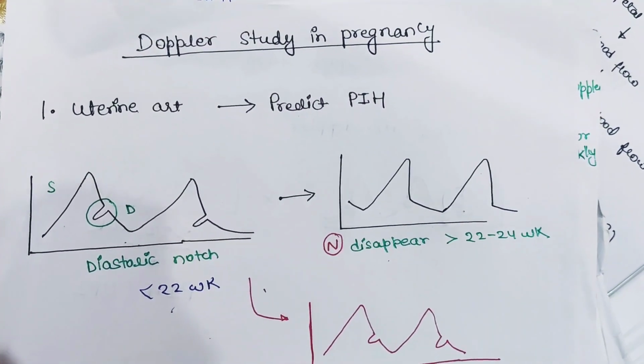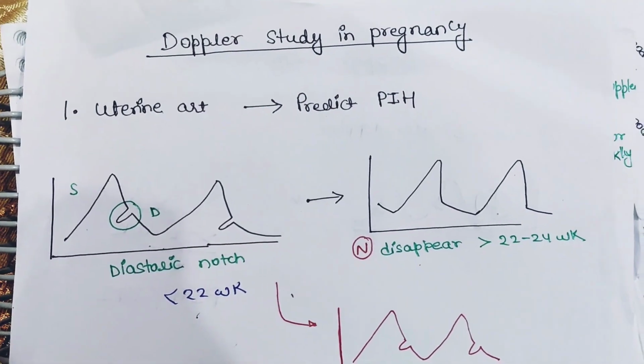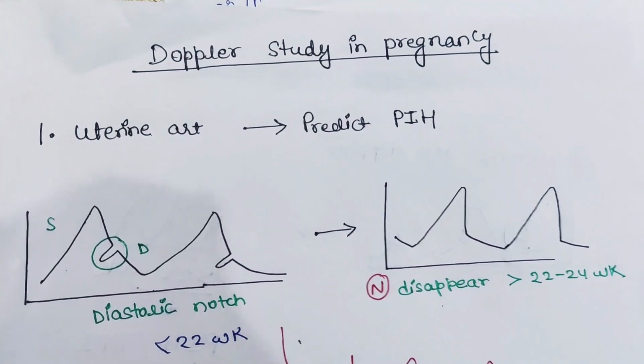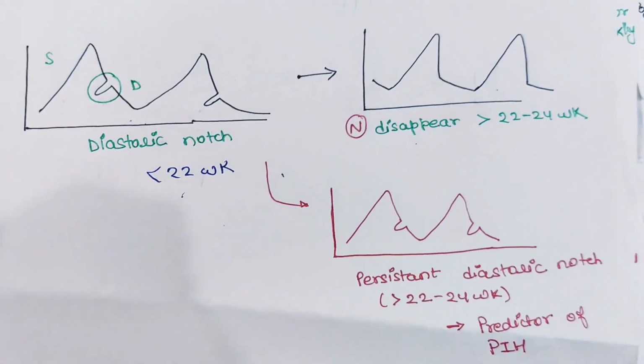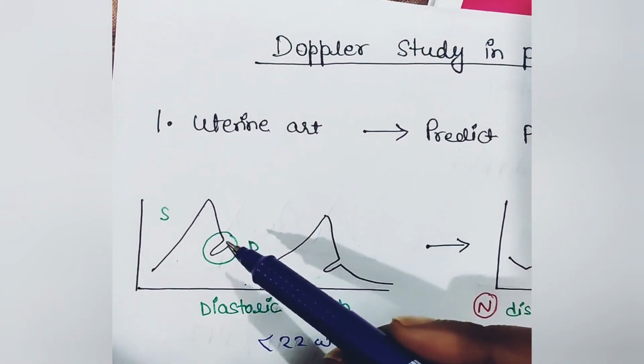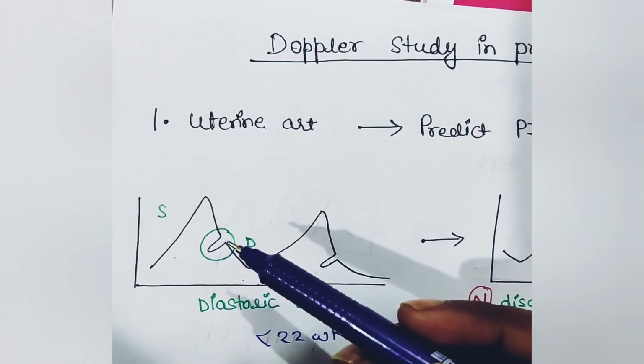In this video, we will discuss Doppler study during pregnancy. Doppler study during pregnancy is especially useful in predicting PIH and predicting IUGR. At first, we will discuss uterine artery Doppler.